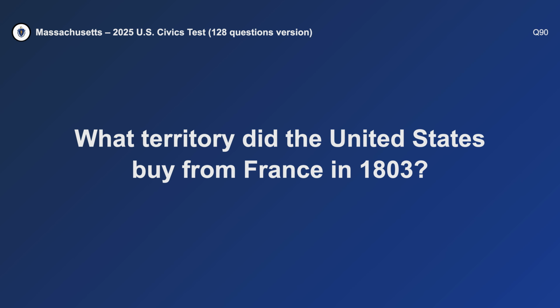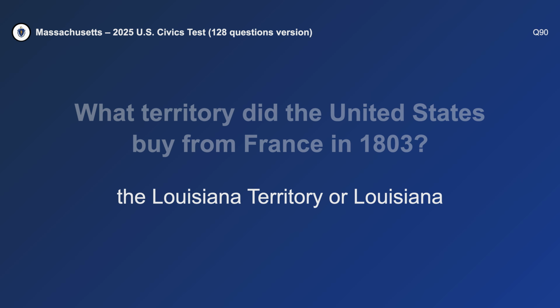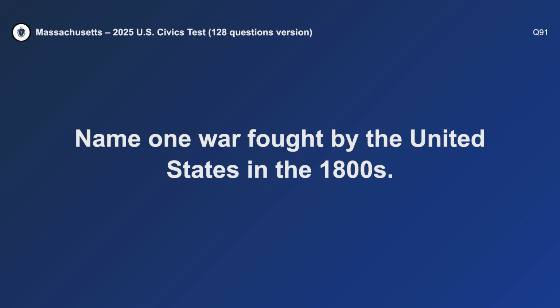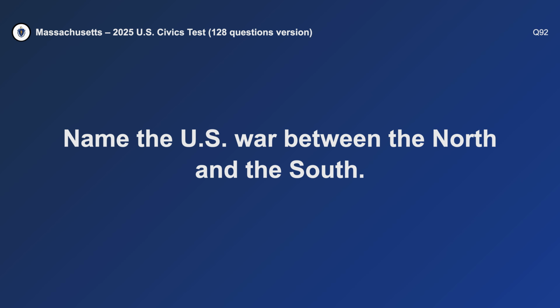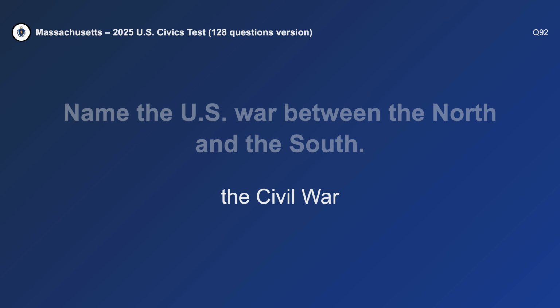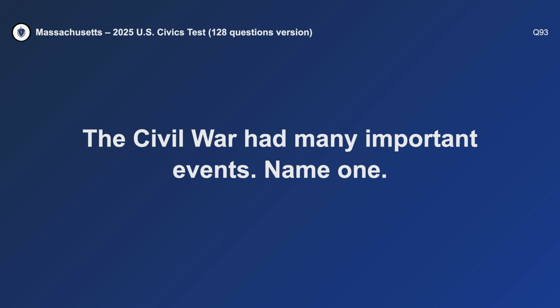What territory did the United States buy from France in 1803? Louisiana. Name one war fought by the United States in the 1800s. Civil War. Name the U.S. war between the North and the South. The Civil War. The Civil War had many important events.